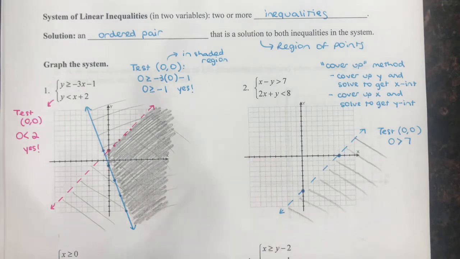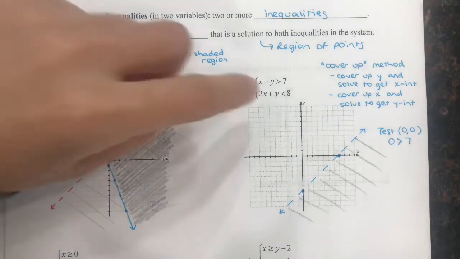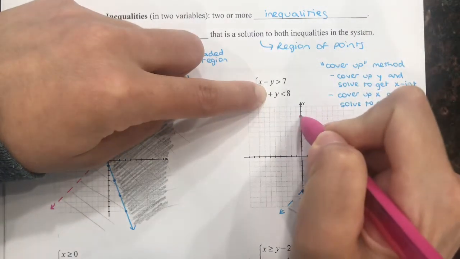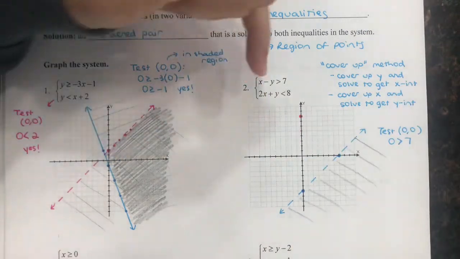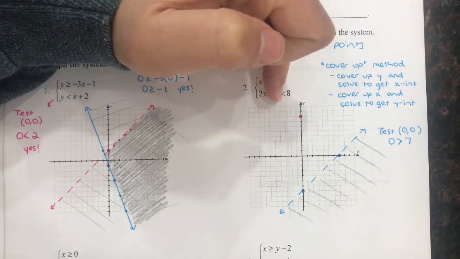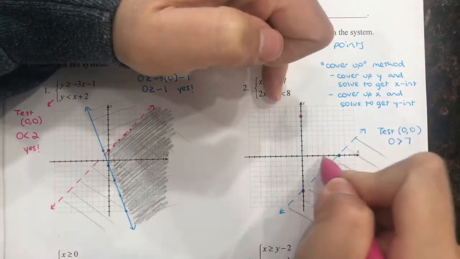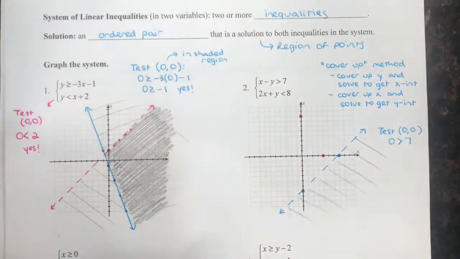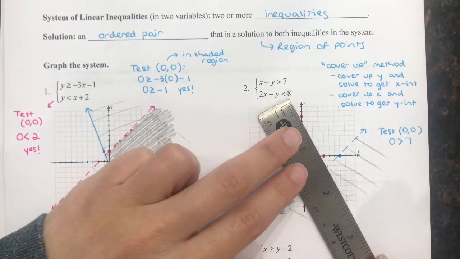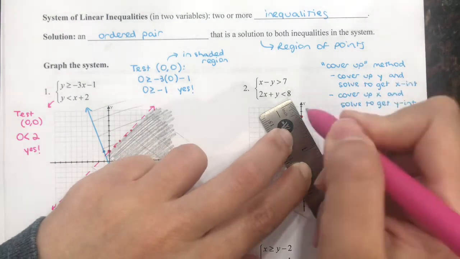Now we're ready to move on to the second inequality. The y-intercept, cover up the x, is 8. The x-intercept, cover up the y, divide by 2, I would get an x value of 4. Again, rewriting this in slope-intercept form will give you the exact same equation. So again, I'm going to have a dotted line here.